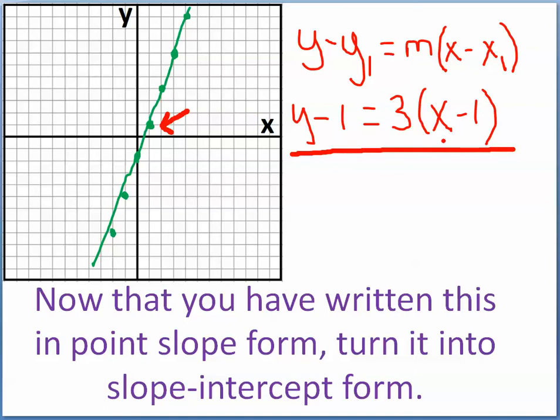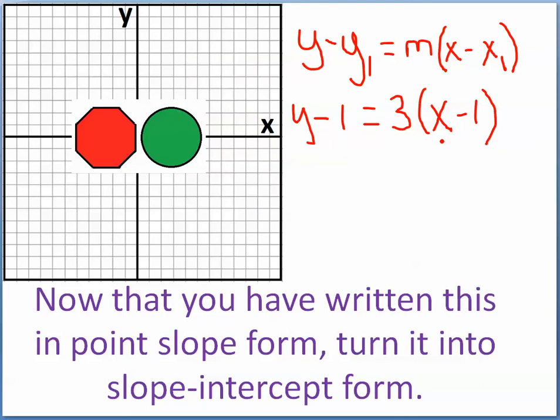Now that you have written this in point-slope form, turn it into slope-intercept form. So turns out that to turn it into slope-intercept form, you just kind of come in and you say, well, I have the form that I had here, y minus y sub 1 equals m, parentheses, x minus x sub 1, close the parentheses. So we wind up with y minus 1 equals 3 times (x minus 1). So click on the stop sign, give it a whirl. All right, let's see how you did.